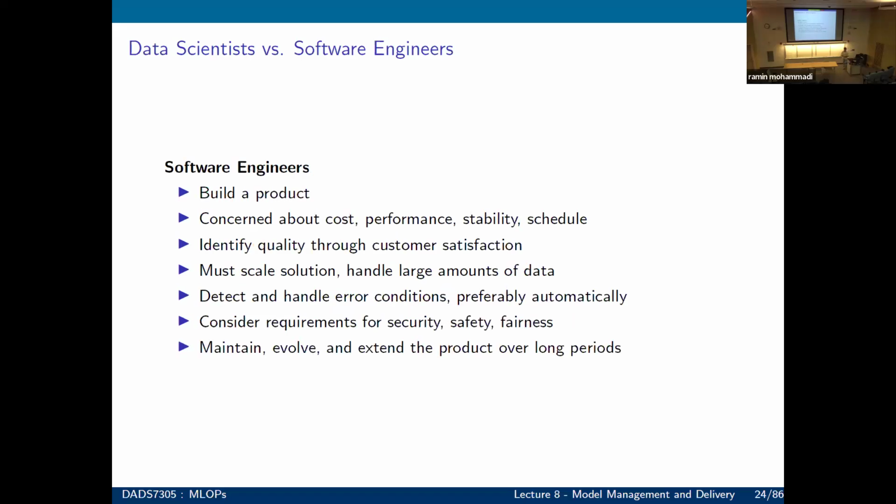On the other hand, software engineers, basically, their focus is on building a product. They're really concerned about cost, performance, stability, schedule. How does this run, basically? The focus is on identifying the quality through customer satisfaction. As a software engineer, when you build software and a user interacts with it, you will be part of that customer-facing call if the customer has issues, because you really care about this.